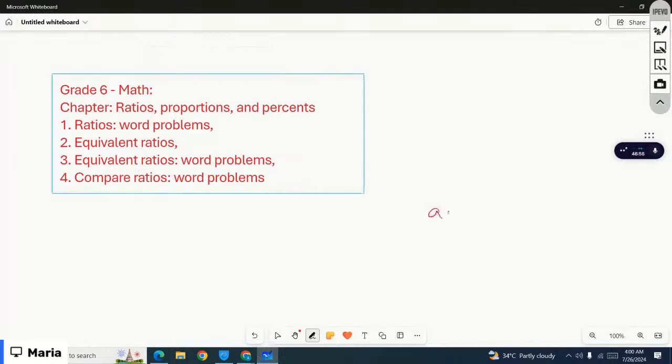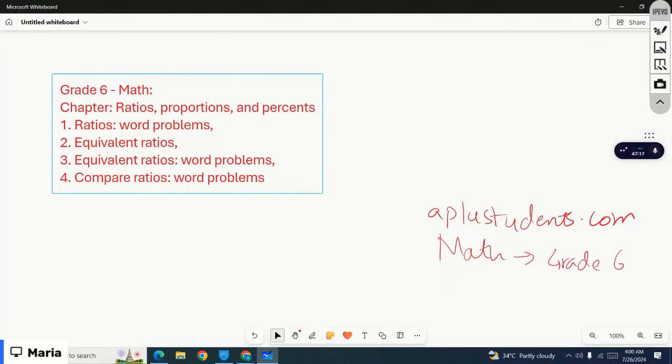You can find all the lessons on aplusstudents.com. Email address and password is provided by the administrator. Then you have to select math from the subject tab. Scroll down to grade 6 math and there you can find a list of the chapters. We're going to start with the chapter ratios, proportions and percents.